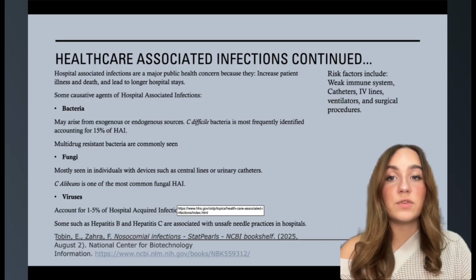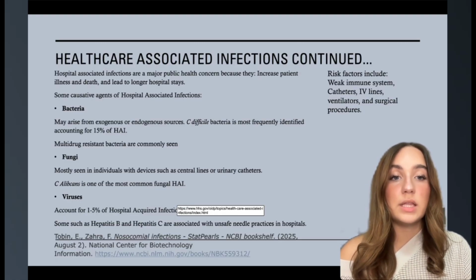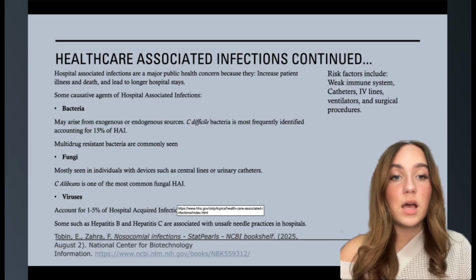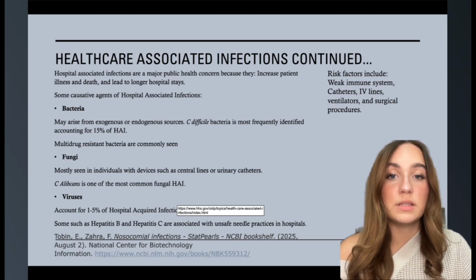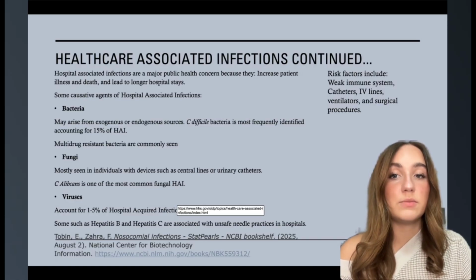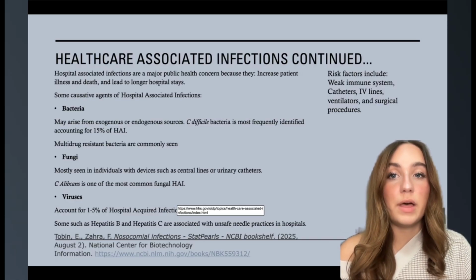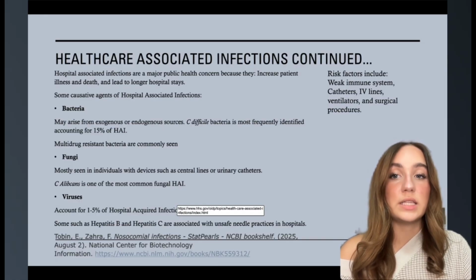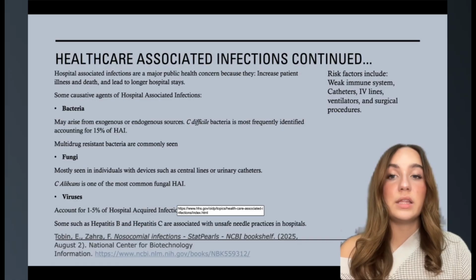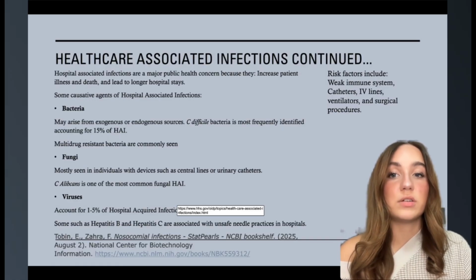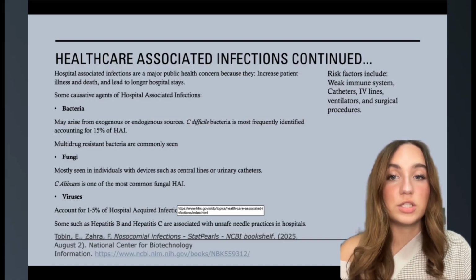Bacteria can arise from exogenous or endogenous sources, which means from inside the patient's body or from external things in the environment. An example of a bacteria that might be acquired in the hospital would be C. difficile, which accounts for 15% of all healthcare associated infections, meaning that this is the most common bacterial infection. And this is a multi-drug resistant bacteria, which is hard to treat.